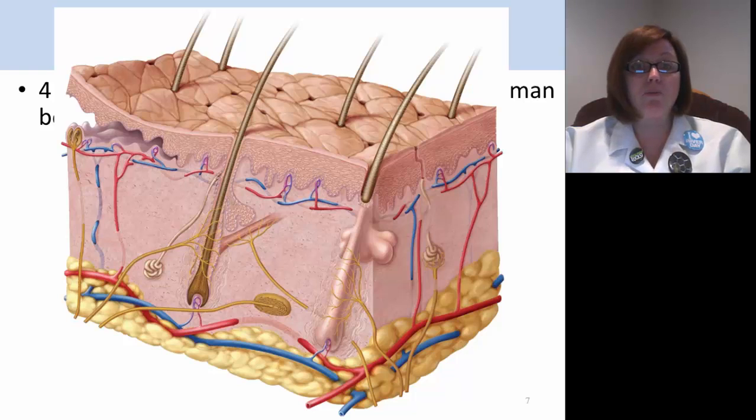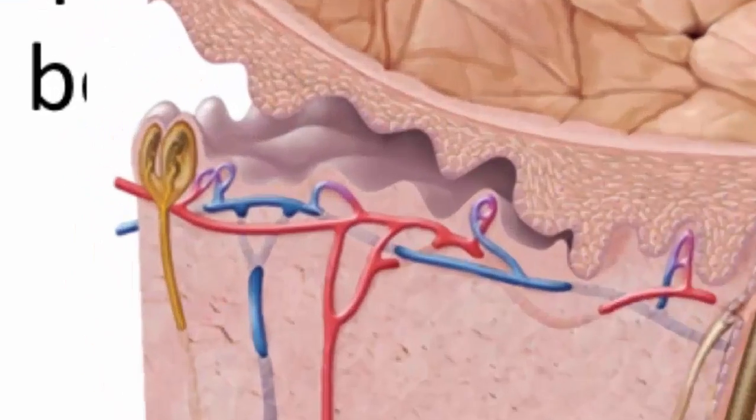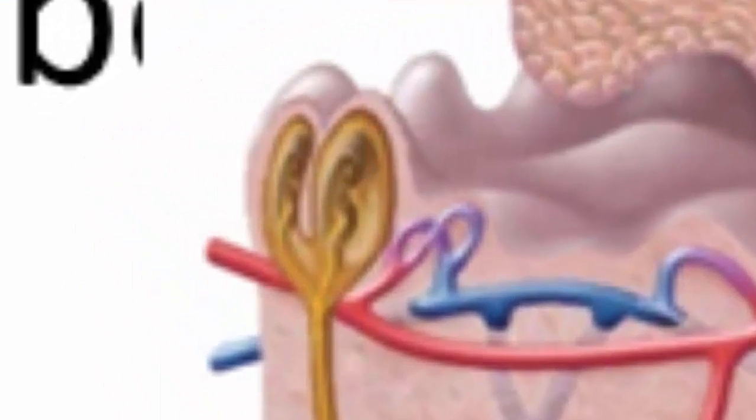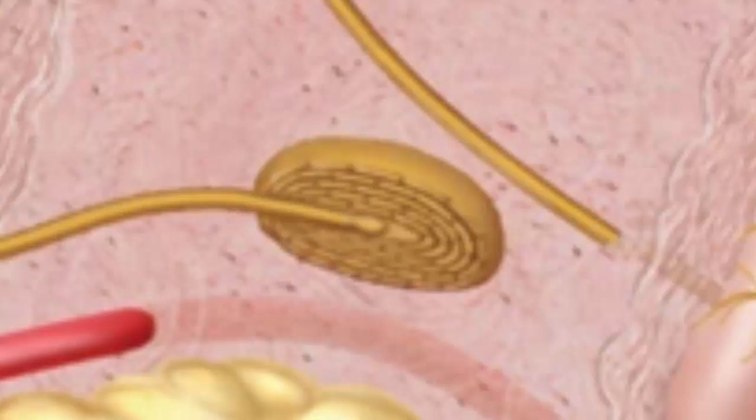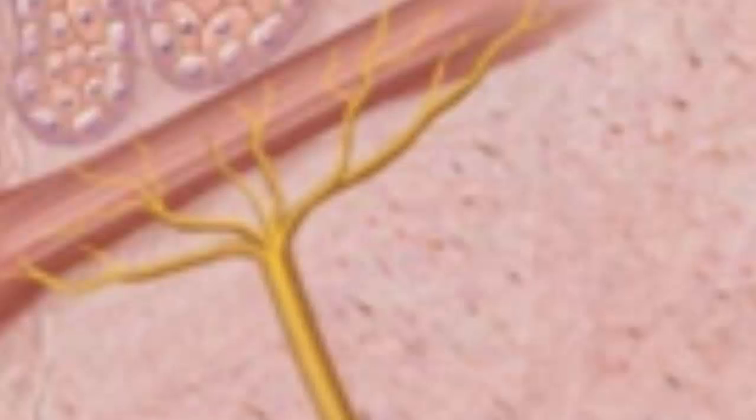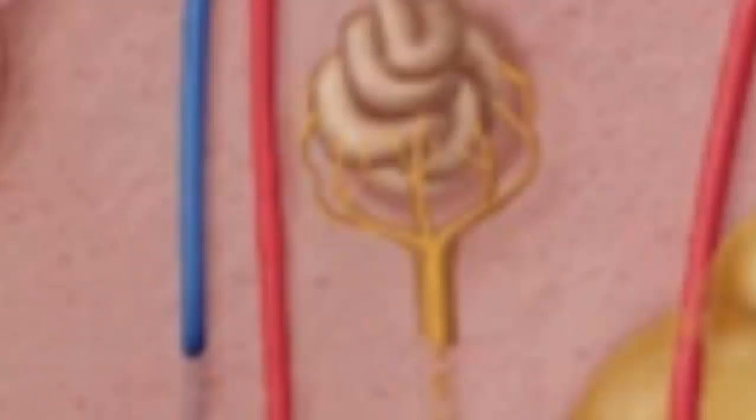And then there's quite a bit of nervous tissue in skin. Most of the nervous tissue is there for detecting touch, so things like pressure and light touch and that sort of thing. But some of the nervous tissue is also feeding information to the erector pili muscle, for example, or to various glands too.